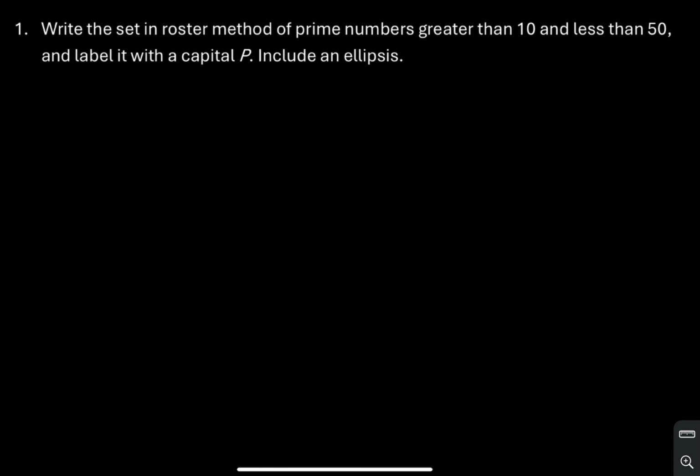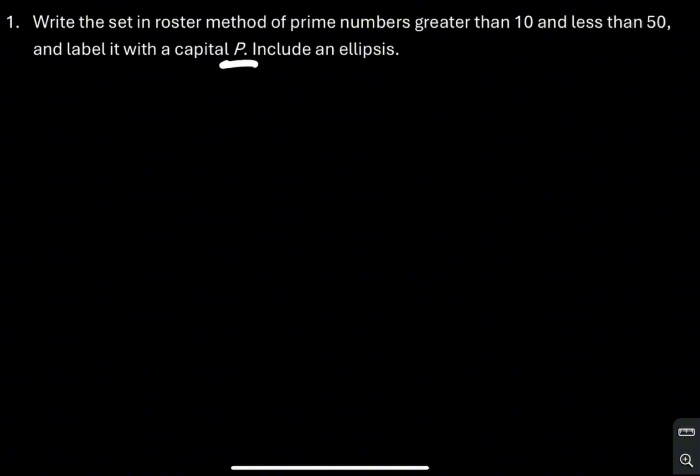In this video, we'll be learning about finite sets using the roster method and ellipses. So let's start off with this first problem. Write the set in roster method of prime numbers greater than 10 and less than 50 and label it with a capital P. Include an ellipsis.